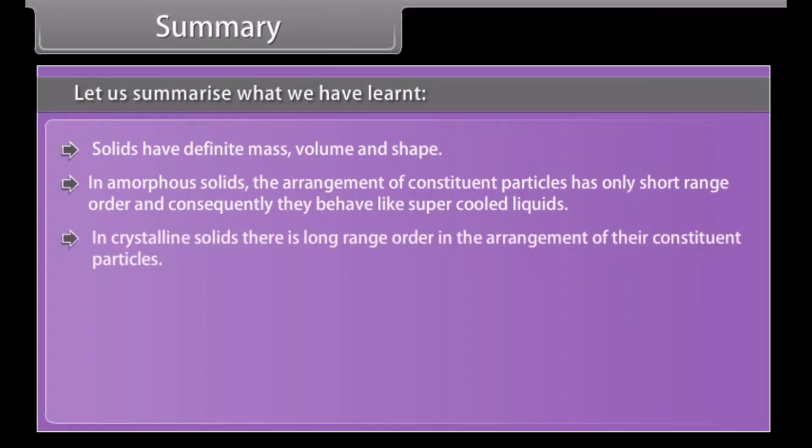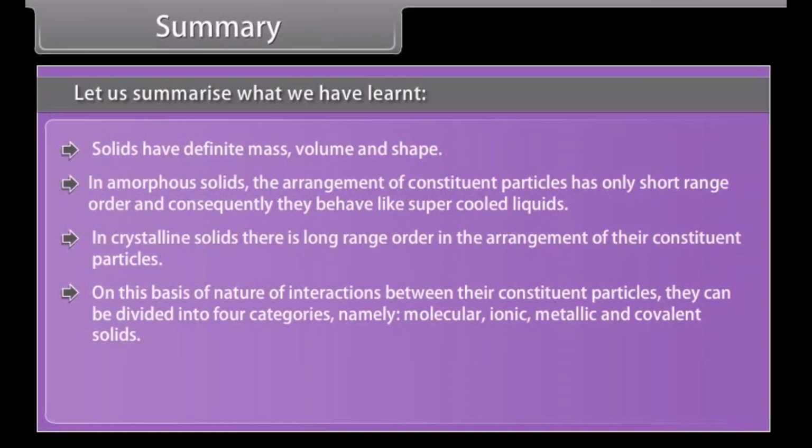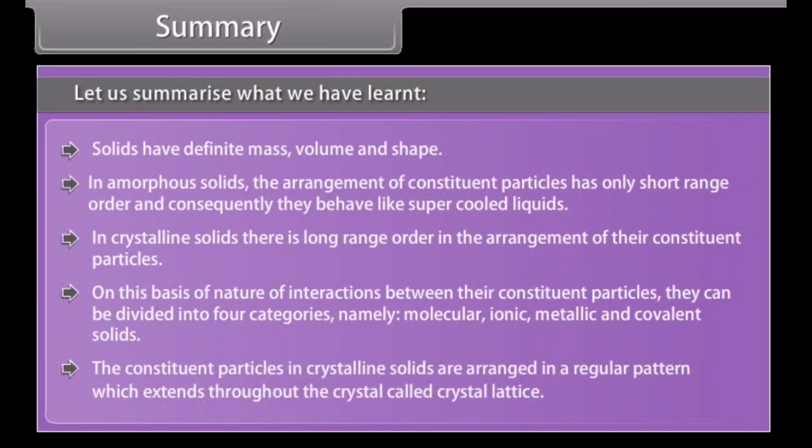In crystalline solids, there is long range order in the arrangement of their constituent particles. On the basis of the nature of interactions between their constituent particles, they can be divided into 4 categories, namely molecular, ionic, metallic, and covalent solids. The constituent particles in crystalline solids are arranged in a regular pattern which extends throughout the crystal, called the crystal lattice.